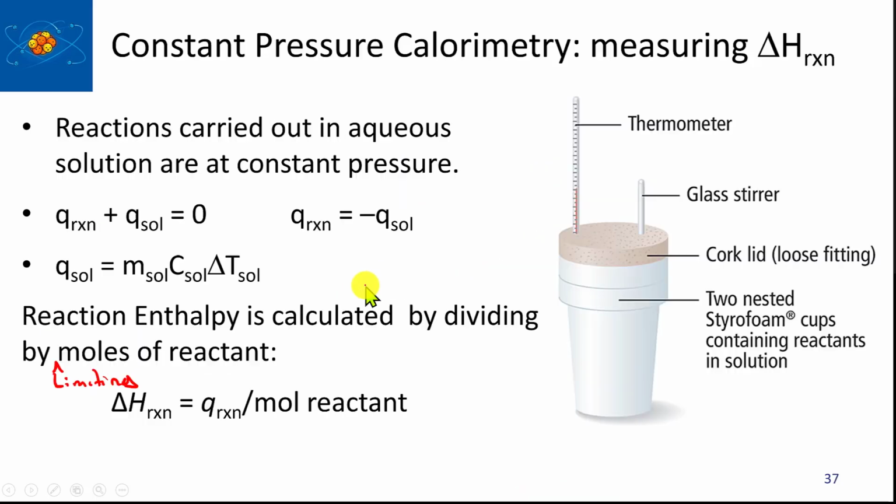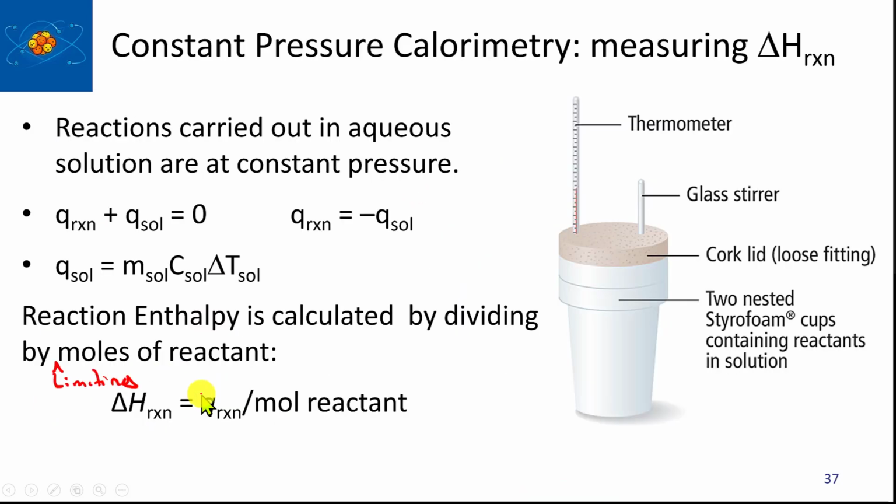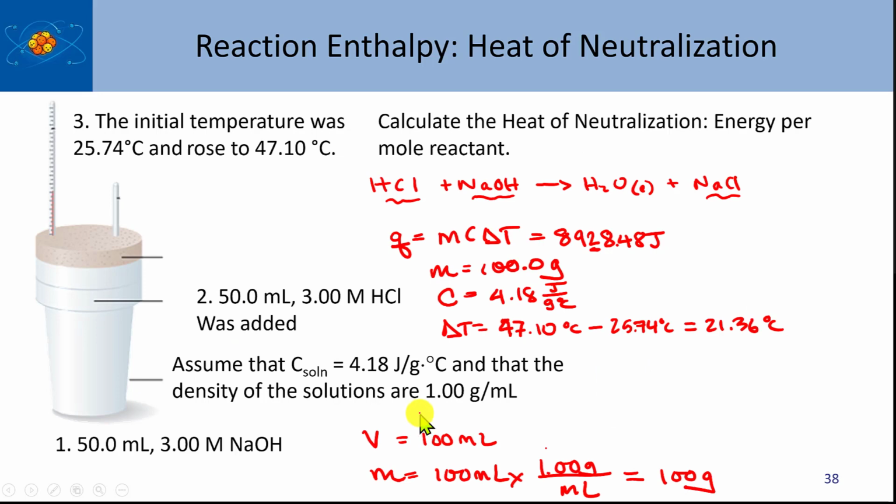Now what we need to do, going back to here, I need to calculate what my limiting reactant is. Right, and then I'm going to divide my heat by the moles of reactant. Okay, so let's see. I have 50 milliliters of 3 molar HCl. So what does that come out to be, right? 50.0 mLs times 3.00 moles per liter. That comes out to be 150 millimoles.